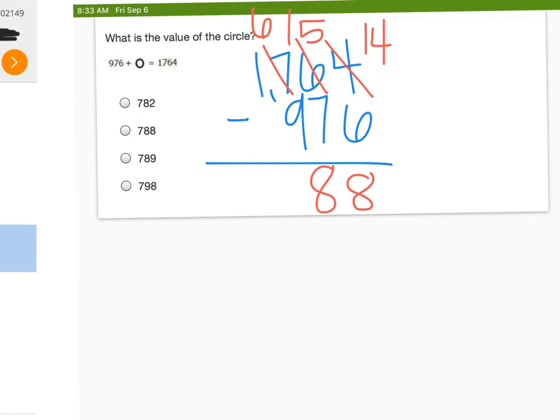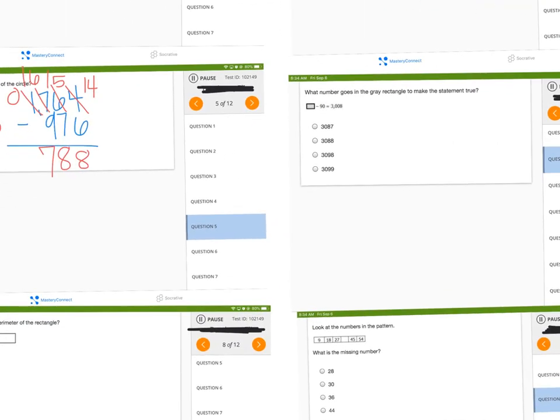And then we have 6 minus 9. You can't do that either, so we need to regroup one last time. That becomes a 0, and this 6 becomes a 16. 16 take away 9 is 7, so our correct answer choice is B, 788.